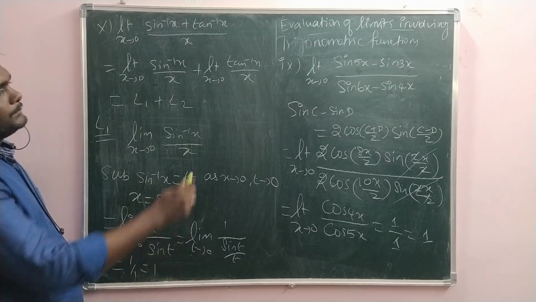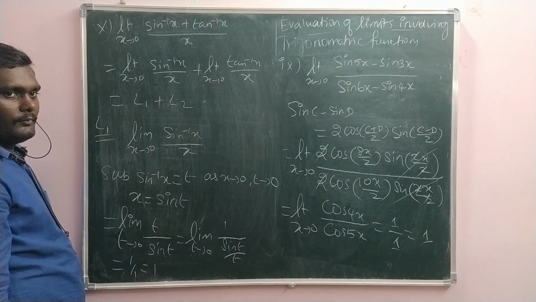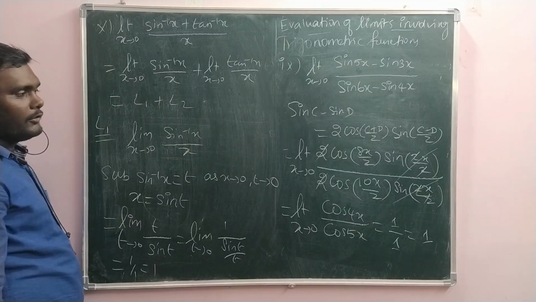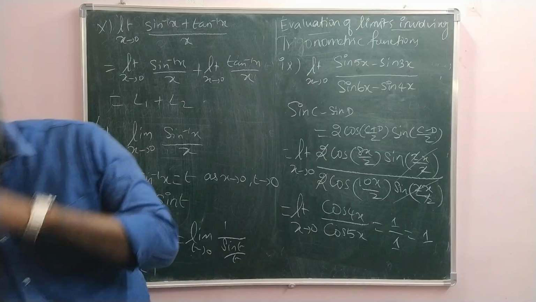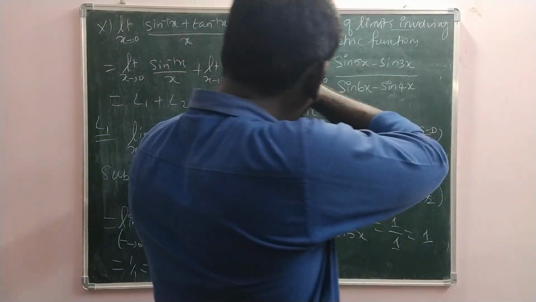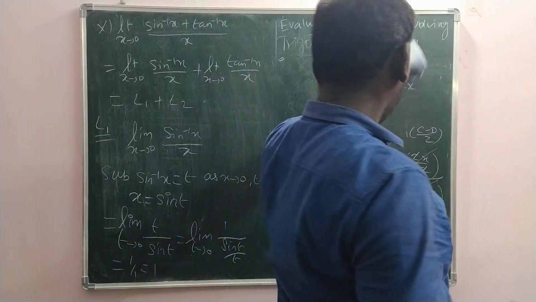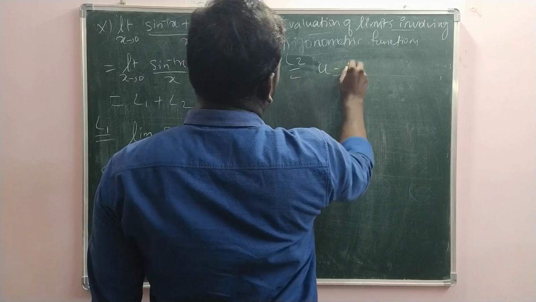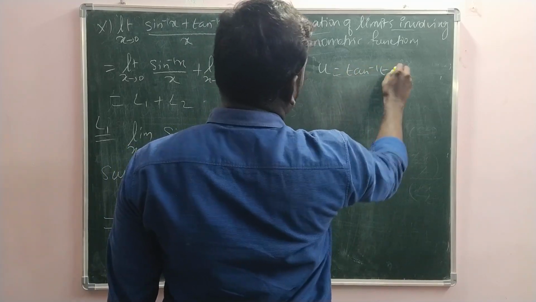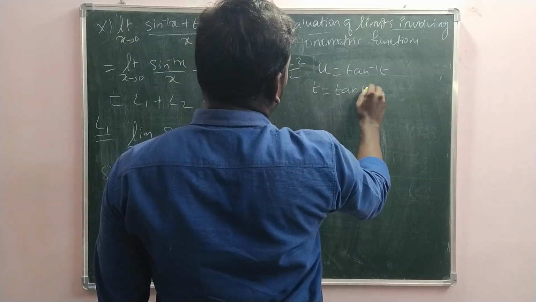You guess for L2. Same. Yes, instead of t, you should use u. Yes, answer 1. So 1 plus 1, answer is 2. So for L2, u is equal to tan inverse of x. Then x is equal to tan u.